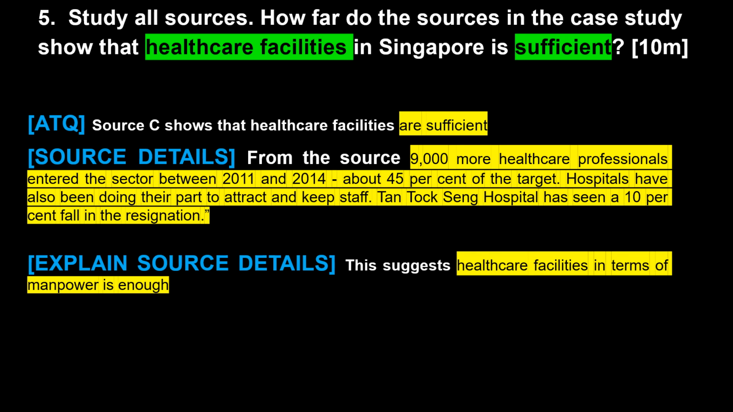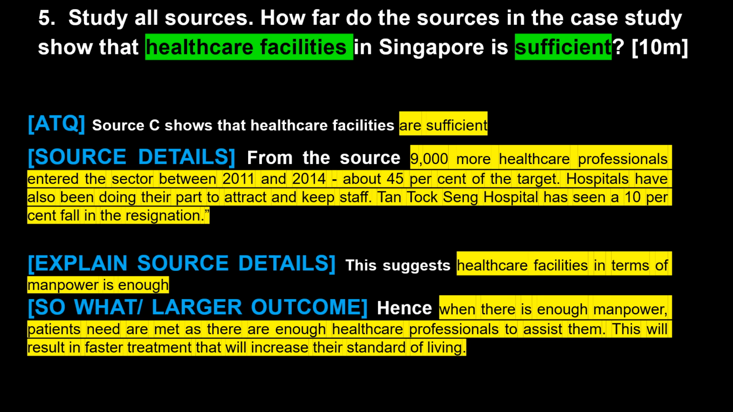And what does this source detail suggest? When you explain source details, it's more of a summary, a sum up. What do you understand given the source details? It suggests that healthcare facilities, in terms of manpower, are enough, because you're talking about healthcare professionals. So what was the larger outcome? When there is enough manpower, patients' needs are met. That means you are able to talk to the patient earlier, let the patient go into the wards, and the doctors can then treat the patients, and it will result in faster treatment.